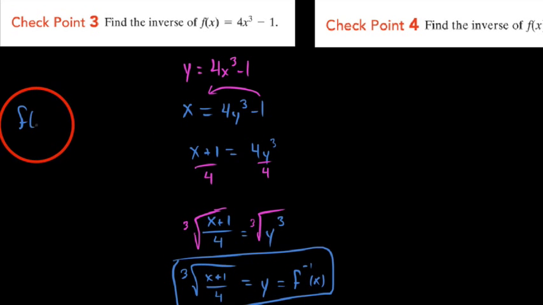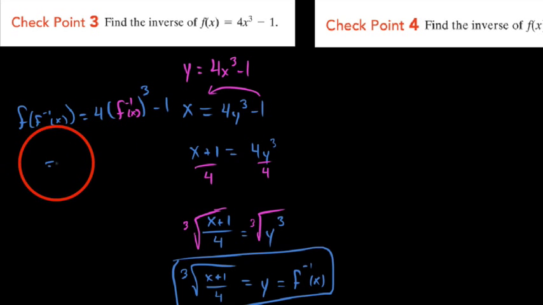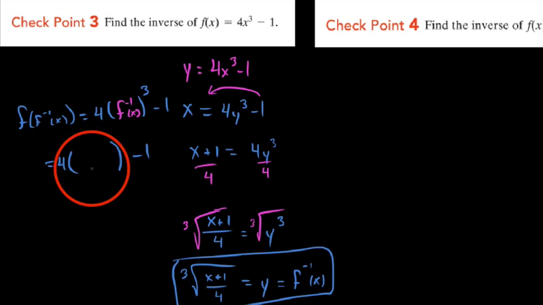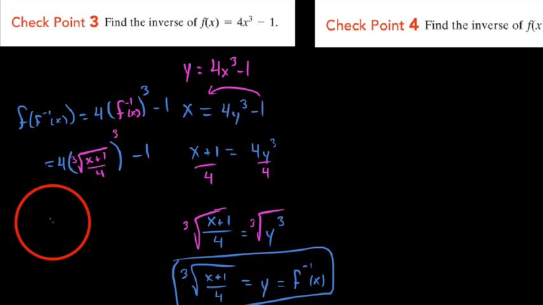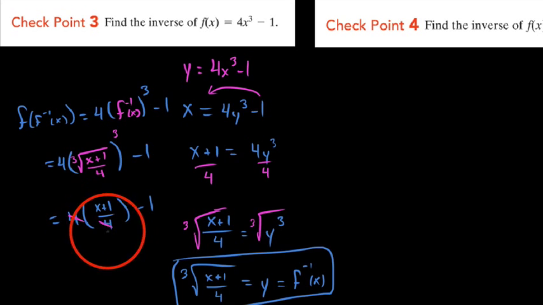If we were to plug f inverse into f of x, we would get 4 times our cubic quantity minus 1, where this is f inverse of x. I'll have a little bit more room down here. We say 4 times everything we just found, which was the cube root of (x plus 1) over 4. So we have a cube root. This was cubed, so the cubed undoes the cube root. We get left with this, which is a very familiar thing we've been seeing in the last couple of examples. The 4's cancel, and then we get left with x plus 1 minus 1, where the 1's cancel. We get left with x. So these are indeed inverses.